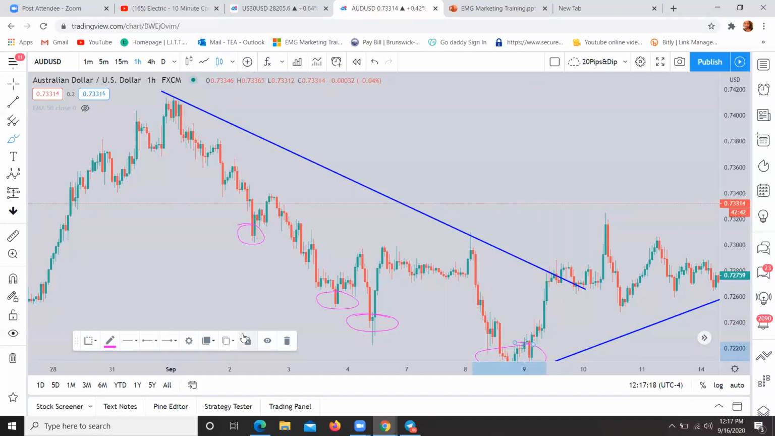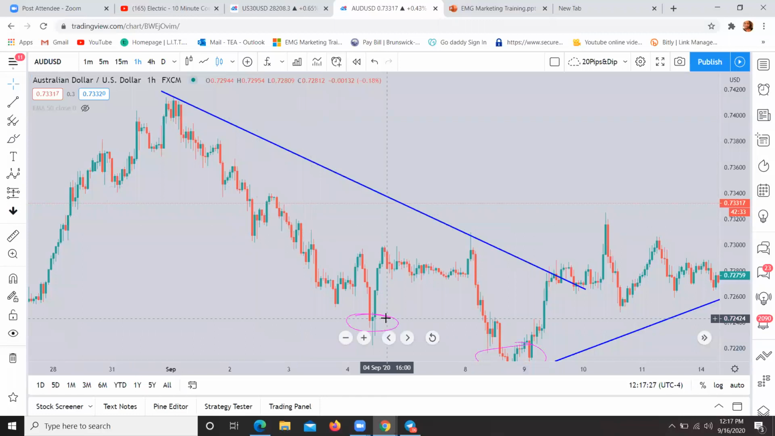Are we taking those type of trades? Why? Why are we not doing this? Because the sellers are in control. We're trading with the trend. Why? Because the trend is our friend.